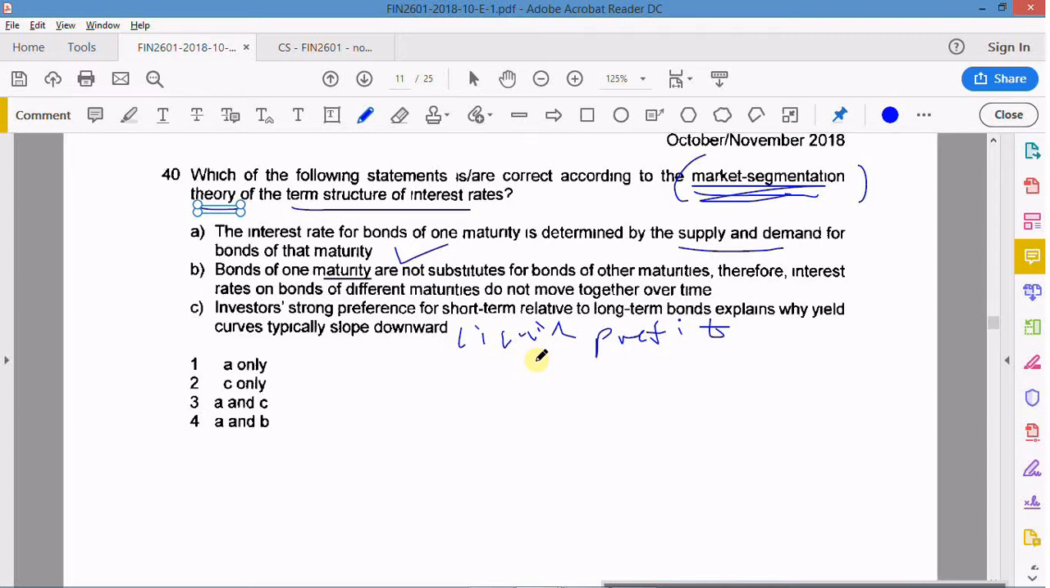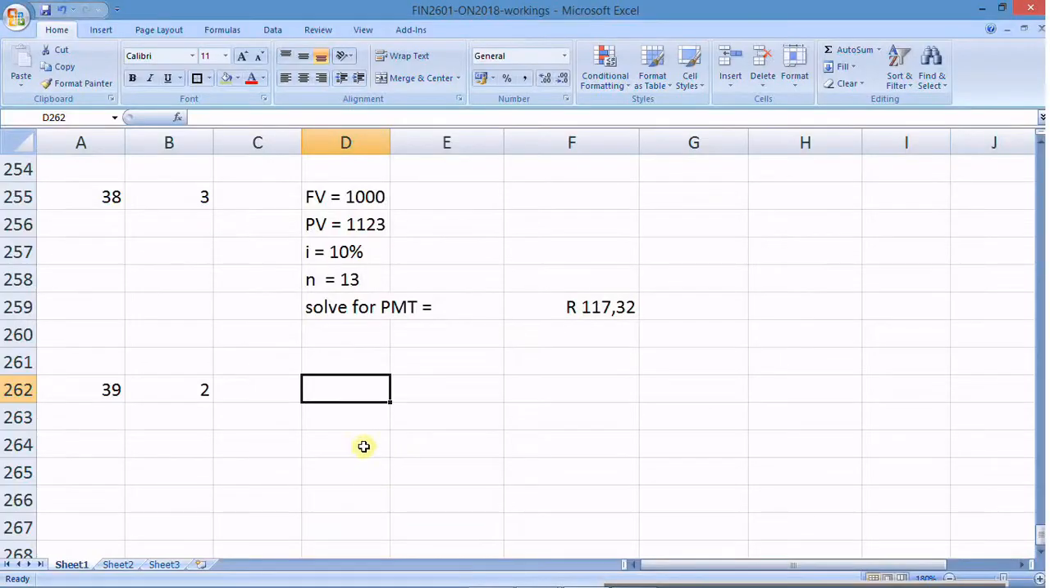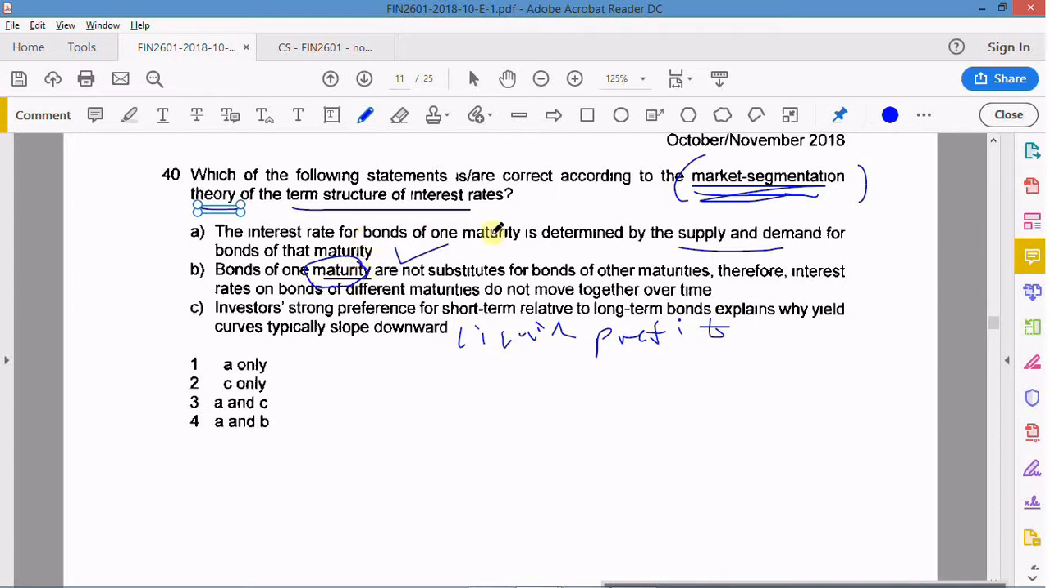Okay, so market segmentation, let's go look for it. Market segmentation theory, page 223. So you go to page 223, and then you'll just reread this bit here. Let's just put a reference for it. Okay. The theory suggests that the market for loans is segmented on the basis of maturity, and that the supply and demand for loans within each segment determine the prevailing interest rate. It's defined by the relationship between the prevailing rates and the market segment. Yeah, it's correct. So it's the maturity and the supply and demand.